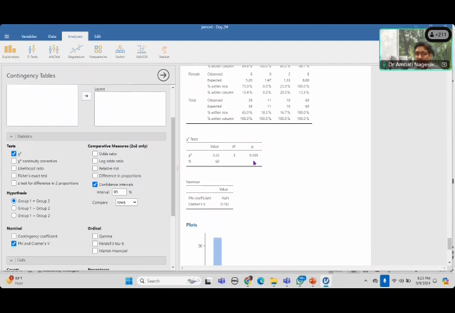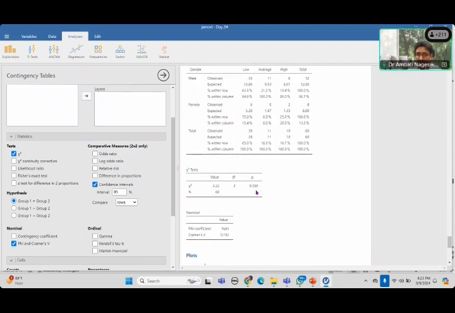Our p-value is greater than 0.05. It means there is no association between gender and ICT competencies. It means there is no difference whether he belongs to male category or female category. Both the genders have equal amount of ICT competencies. There might be differences, but they are not significant.